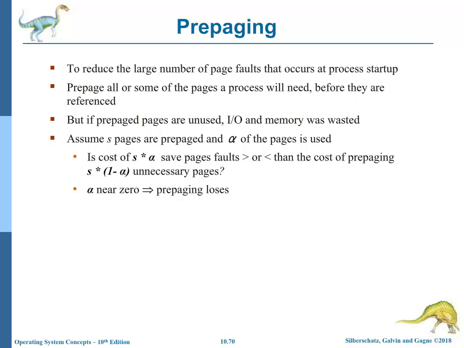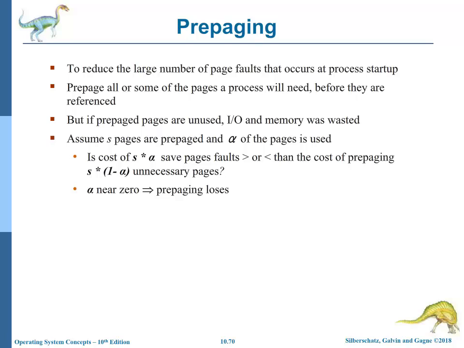Assume S pages are pre-paged, and a fraction alpha of these S pages is actually used. So alpha is from 0 to 1. The question is whether the cost of the S times alpha saved page faults is greater or less than the cost of pre-paging. The cost of pre-paging is S times (1 minus alpha). So if alpha is close to 0, pre-paging loses. If alpha is close to 1, pre-paging wins.